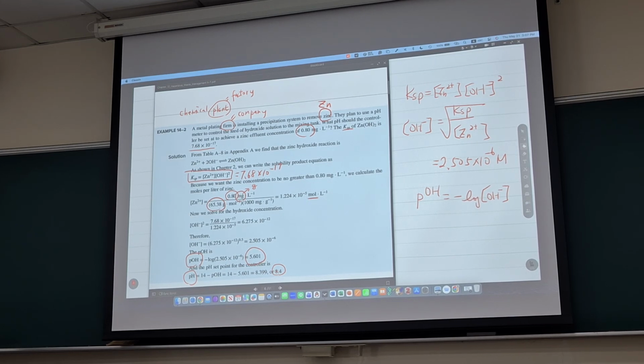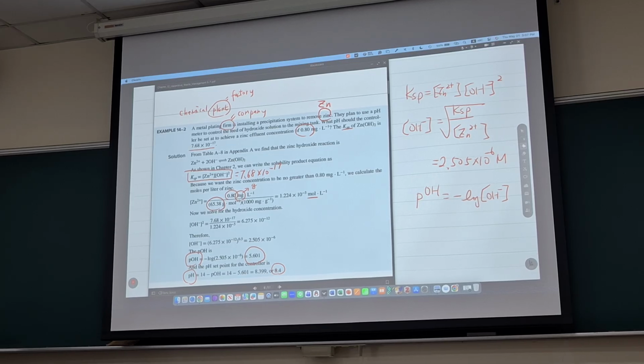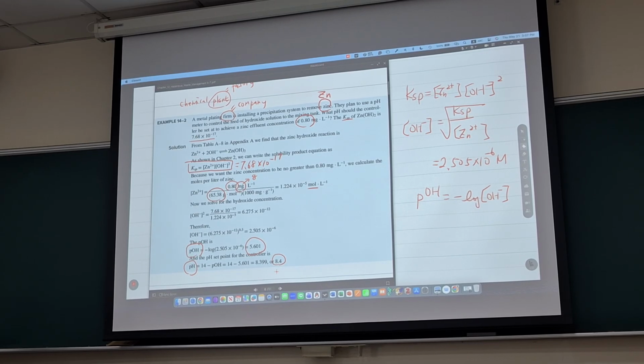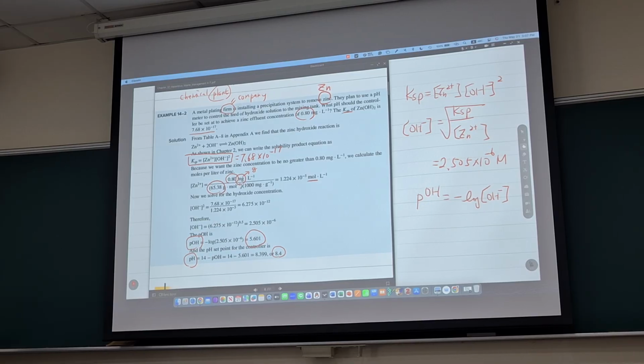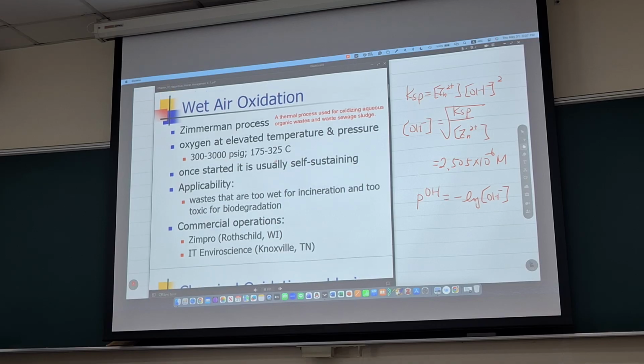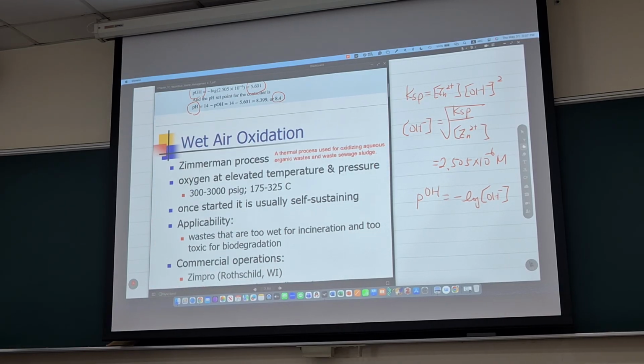Okay? So this is a question from our textbook. Okay, very easy. Okay? So this is the teacher's version, so I cannot skip this. Right? Okay. Everyone?